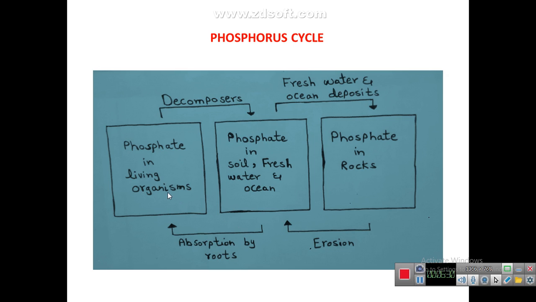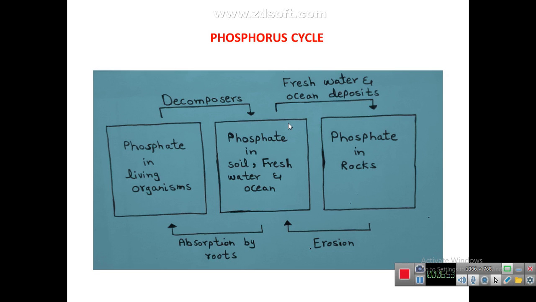After the death of living organisms, their bodies are decomposed. That helps in the return of phosphate to the soil, fresh water and ocean. In the fresh water and ocean, the phosphates are deposited in the form of either deep sediments or shallow sediments that are ultimately converted into rock.